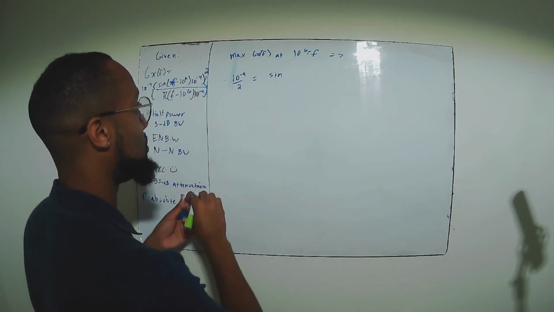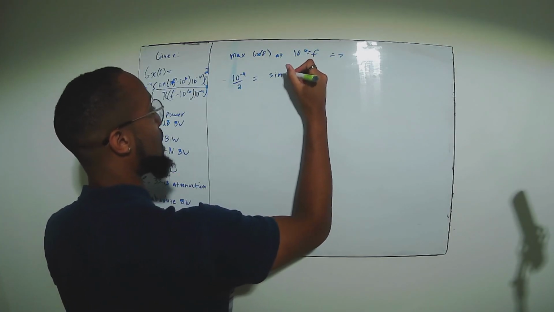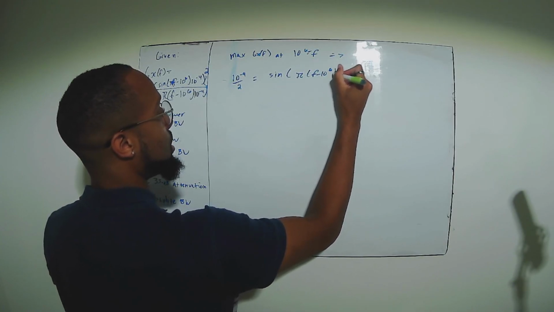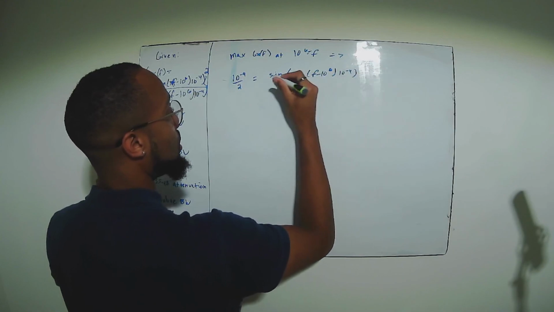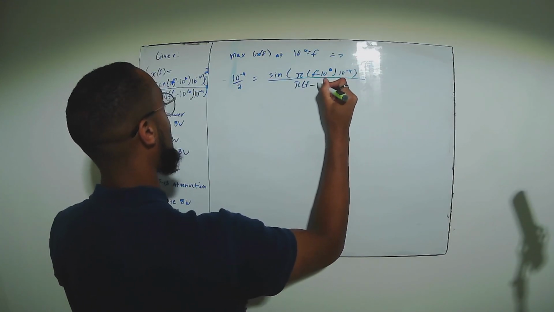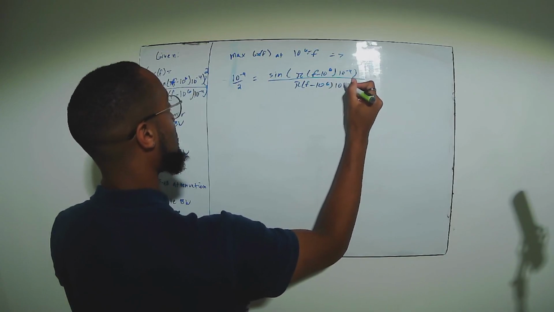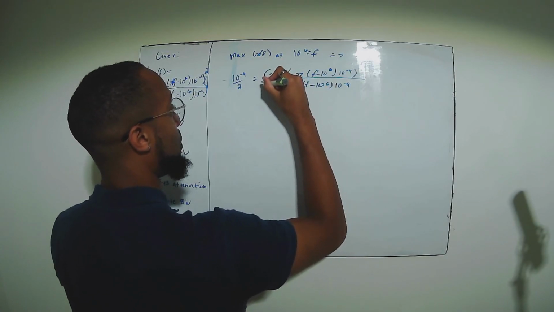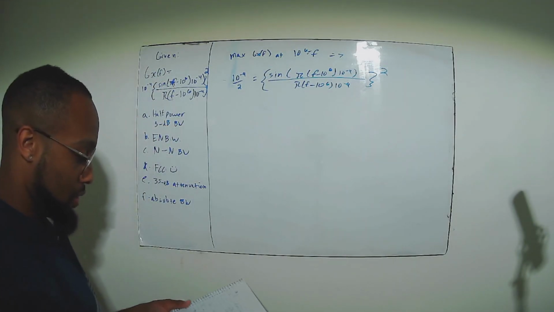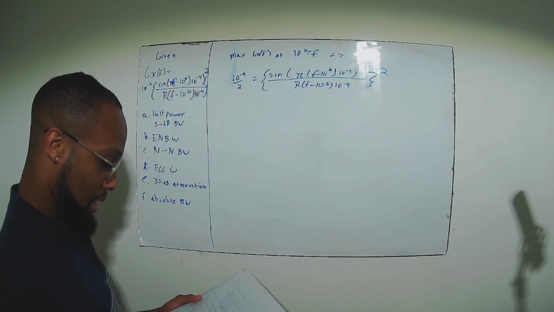And so here what we want to do is set our function equal to this value. So we do sine of pi times (f minus 10 to the 6), times 10 to the minus 4, over pi times (f minus 10 to the 6), 10 to the minus 4. This is squared, by the way. Squared. I'm going to do a change of variables here. It just makes it a lot easier.